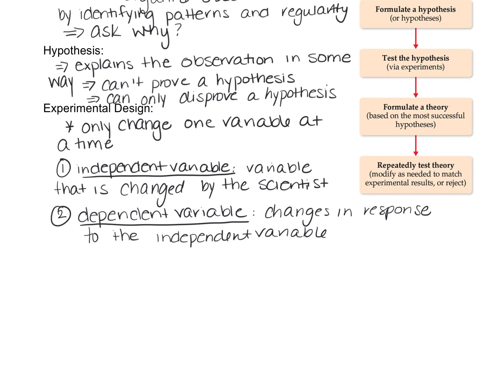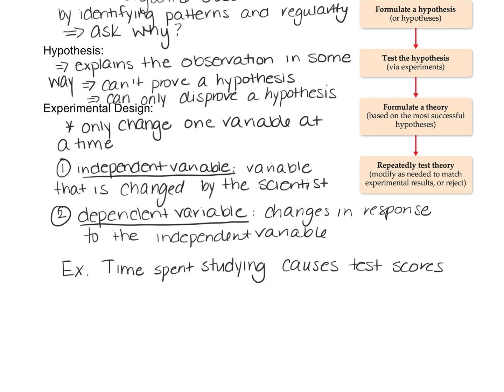So I want us to do an example where we identify both the independent and dependent variable. So, for example, there's a statement, time spent studying causes test scores to increase. Right? So when we look at this, we need to ask ourselves, what is the variable that can be changed by the scientist? And the thing that can be changed by the scientist is the time spent studying.